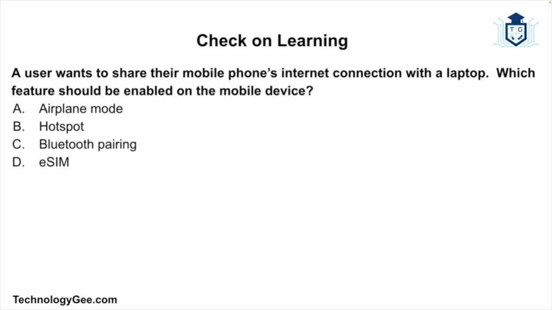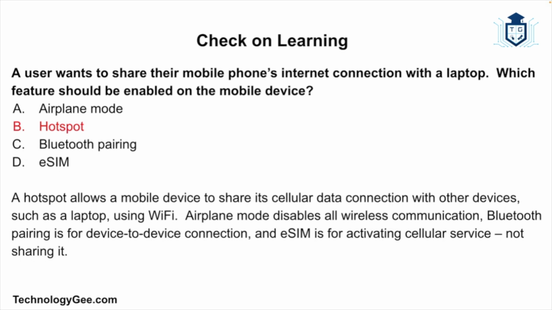All right, so with all that being said, let's do some check on learning. Our first question is, a user wants to share their mobile phone's internet connection with a laptop. Which feature should be enabled on the mobile device? Would it be airplane mode, hotspot, Bluetooth pairing, or eSIM? And the correct answer is hotspot.